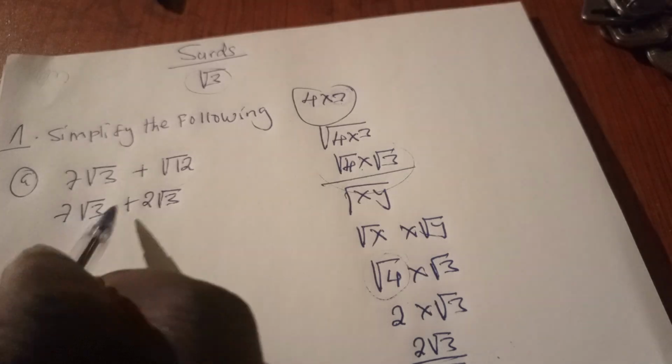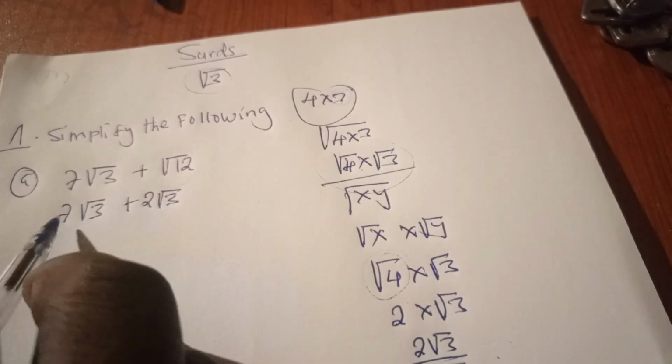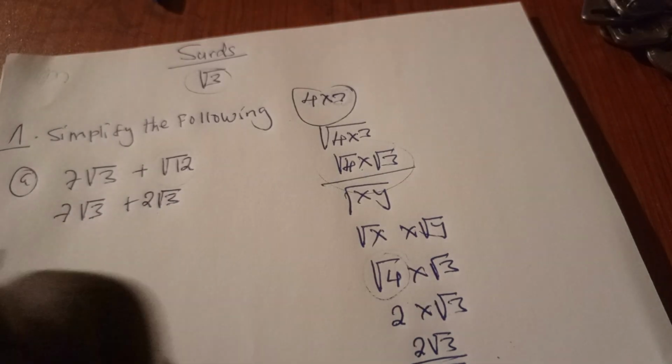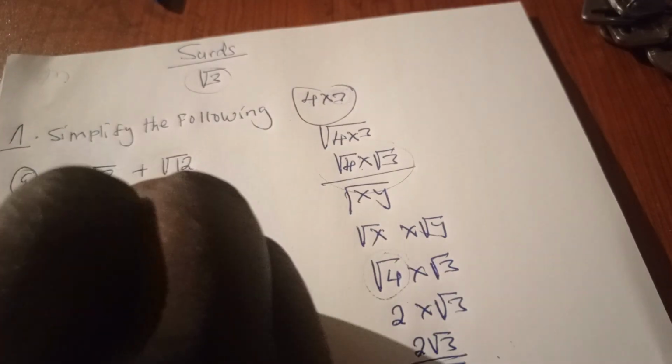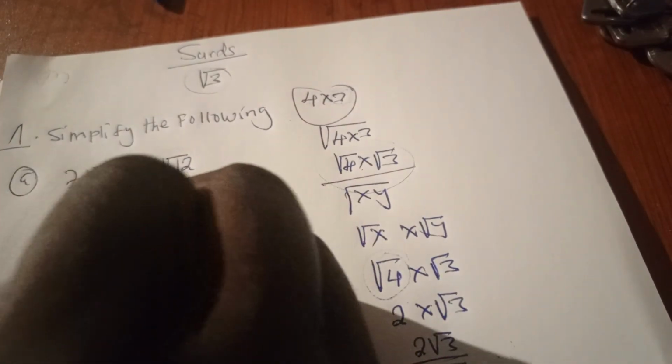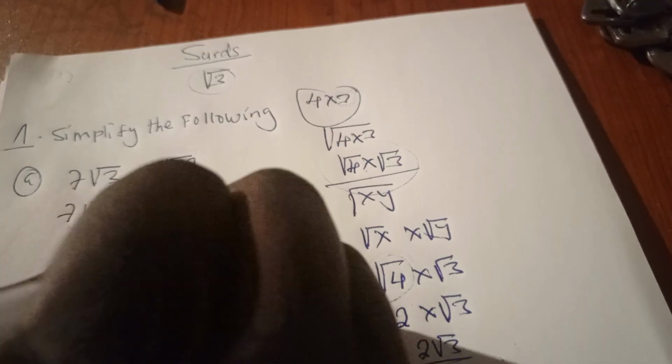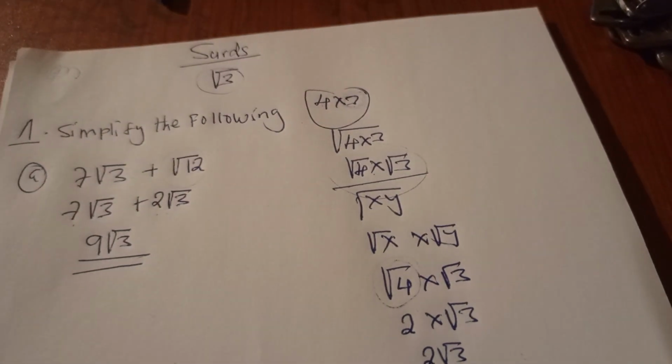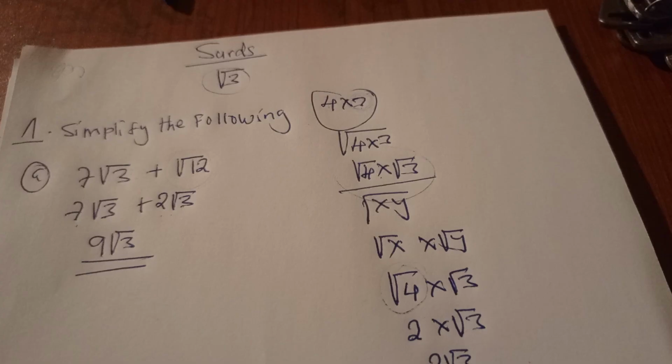Now, as you can see, we have the root of 3, and these are like terms, so I'll add them. 7 plus 2, the answer is 9, then the root of 3. This is the simplified one. So this is the final answer for this question.